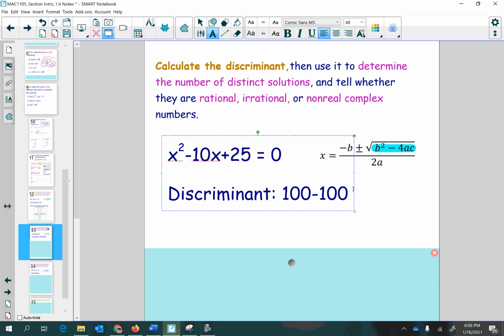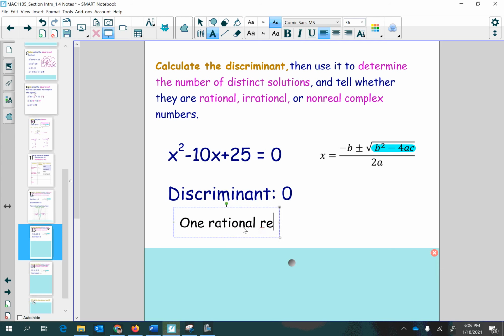So what do we get? 100 minus 100 equals 0. And now, if I put a 0 underneath this square root, then the square root of 0 is 0. So that makes the plus minus part disappear, because it doesn't matter plus and minus 0. So then what we figure out is we only get one solution for this, right? And since there's nothing left underneath the square root, it's rational, right? So we're going to get one rational, real solution.